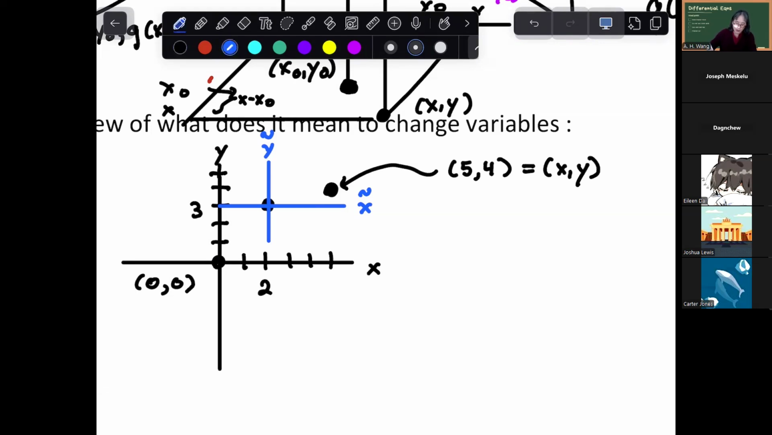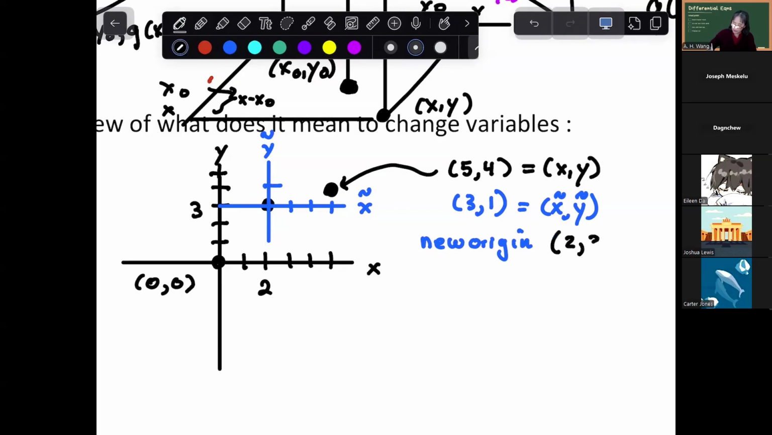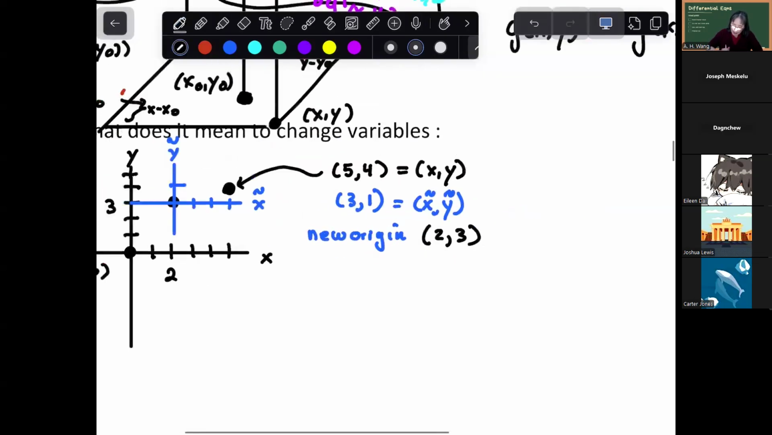Now let's do it in this system, x tilde, y tilde. Can somebody tell me what is the coordinate with respect to the blue? 3, 1. Yeah, 3, 1. Does everybody see that? And remember, who is the new origin? The old origin was 0, 0. The blue origin in terms of the black is what? 2, 3. Right? So can everybody see how it works?